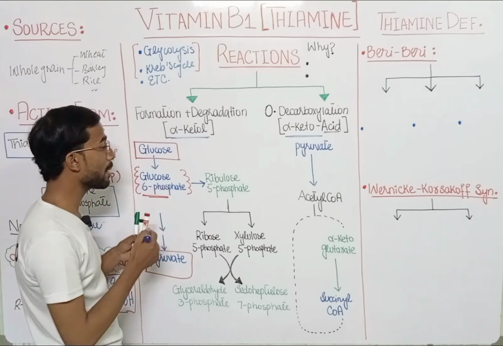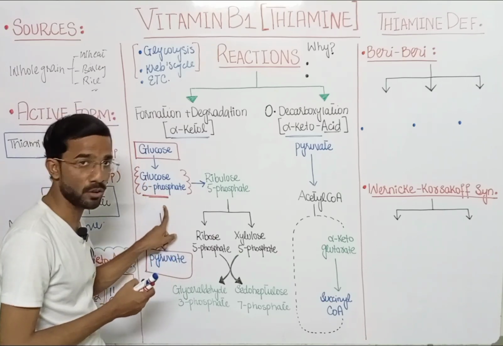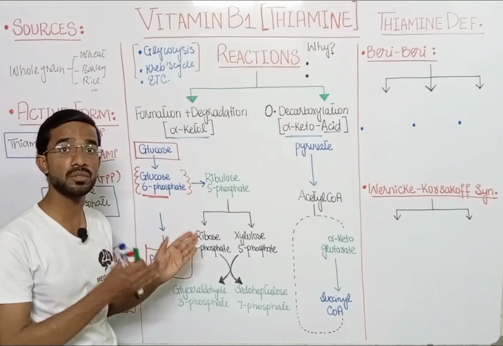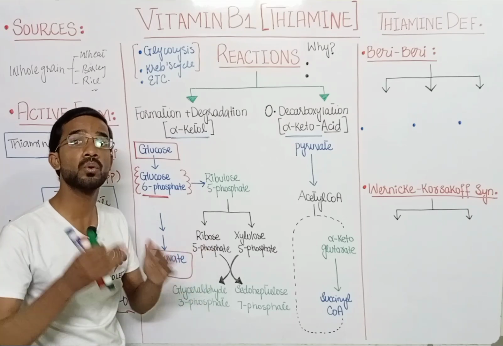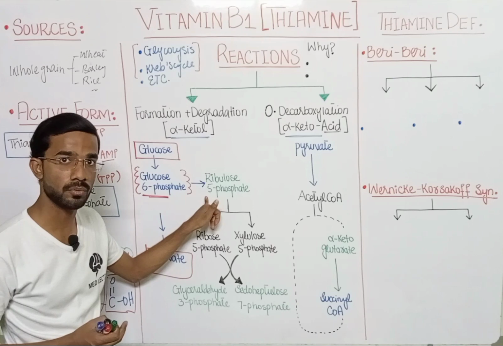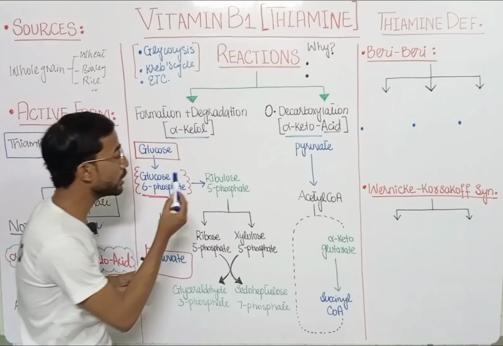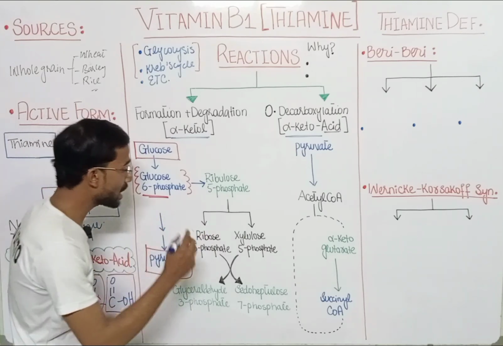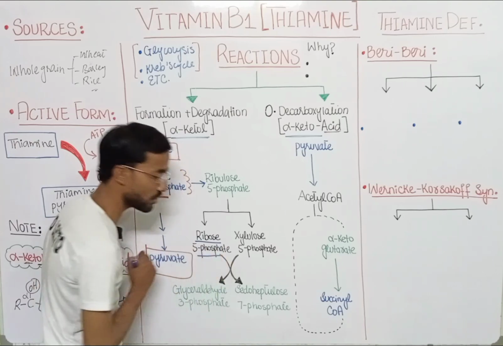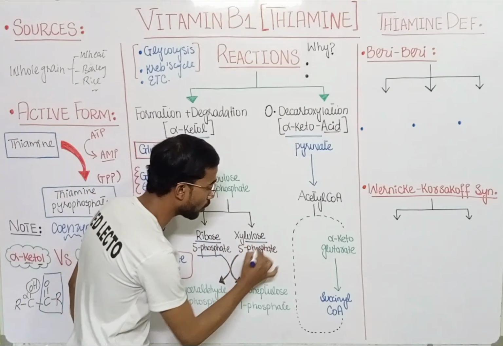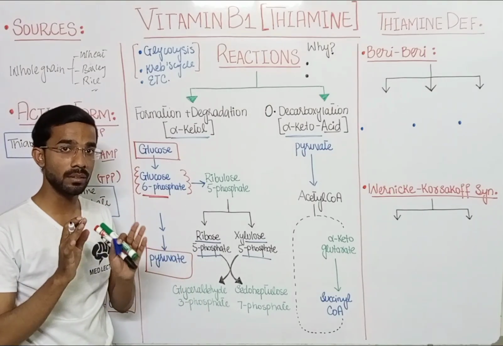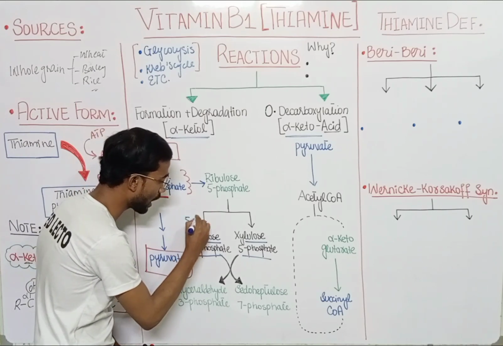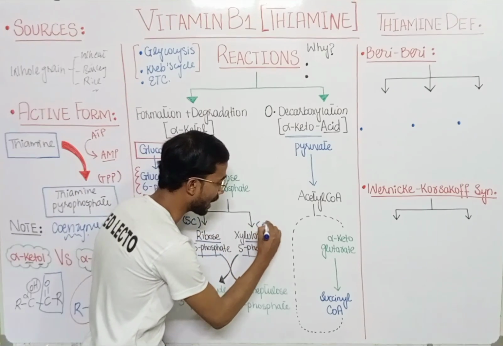But keep in mind, in the conversion from glucose 6-phosphate to ribulose 5-phosphate, you will see a lot of different compounds like 6-phosphogluconolactone, 6-phosphogluconate, and ultimately ribulose 5-phosphate. Now, ribulose 5-phosphate will convert into two different compounds. The first compound is ribose 5-phosphate and the second compound is xylulose 5-phosphate. Keep in mind, both of these compounds contain 5 carbons.